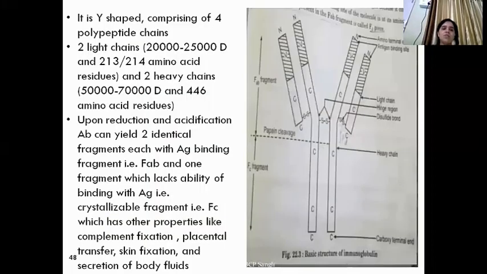Okay, so the light chains have a molecular weight of around 20,000 to 25,000 Daltons, and contain around 213 to 214 amino acids. The heavy chains have a molecular weight of 50,000 to 70,000 Daltons, and the amino acid residues are 446. And the Fc region, as you have seen, is responsible for complement fixation, placental transfer, skin fixation, and secretion of body fluids.